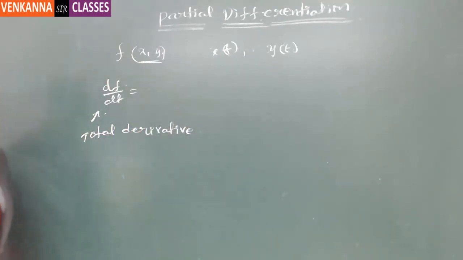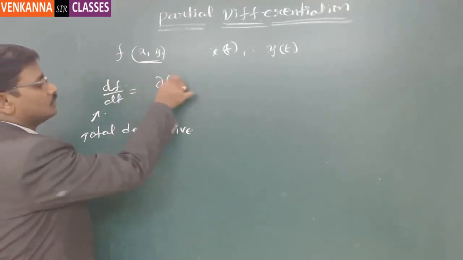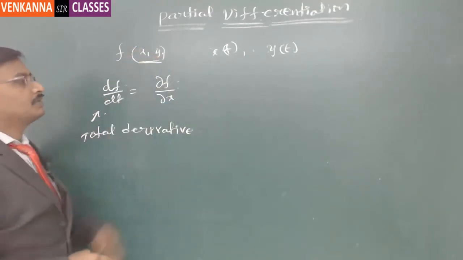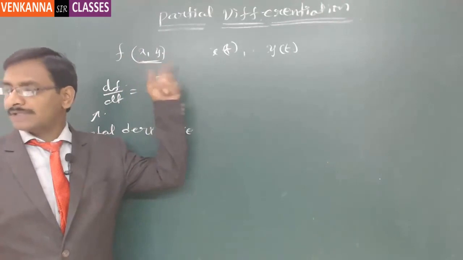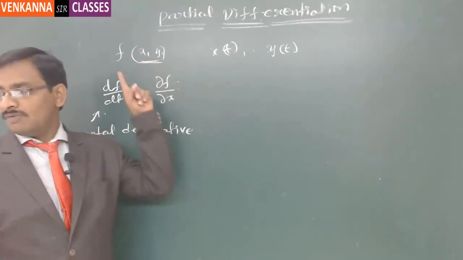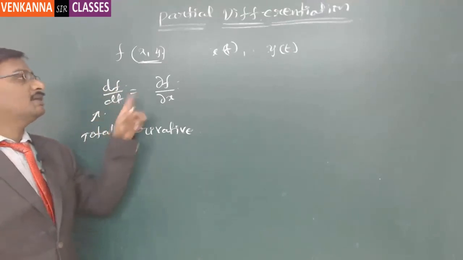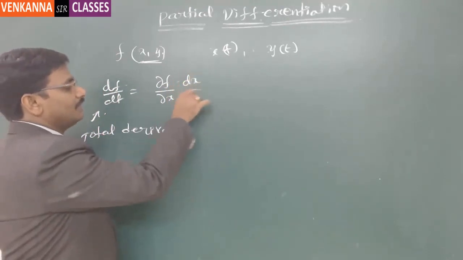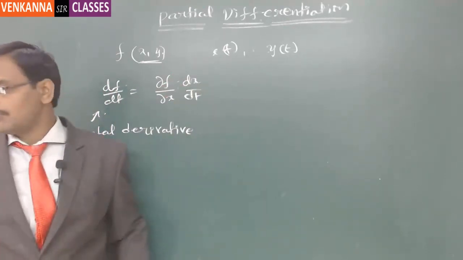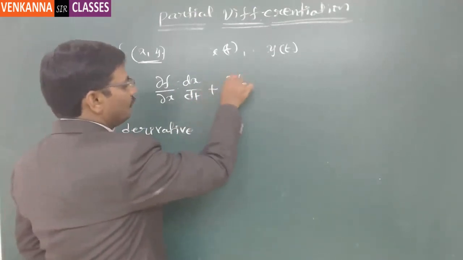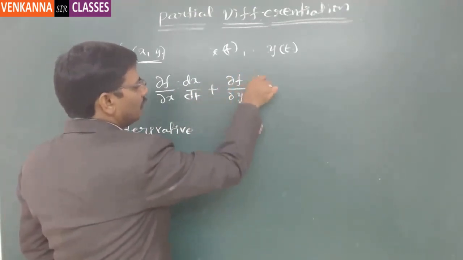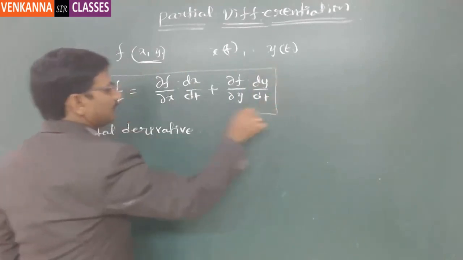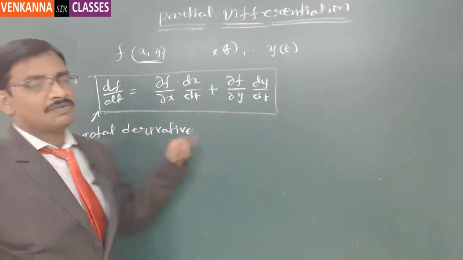To find this total derivative, first do the partial differentiation, dou f by dou x. f knows only x and y, but x knows t and y knows t. So when you want to do the total derivative df by dt, you do the partial derivative with respect to x and then the derivative dx by dt, because x is a function of time, plus dou f by dou y times dy by dt. This is what we call total differentiation with the application of the partial derivative.